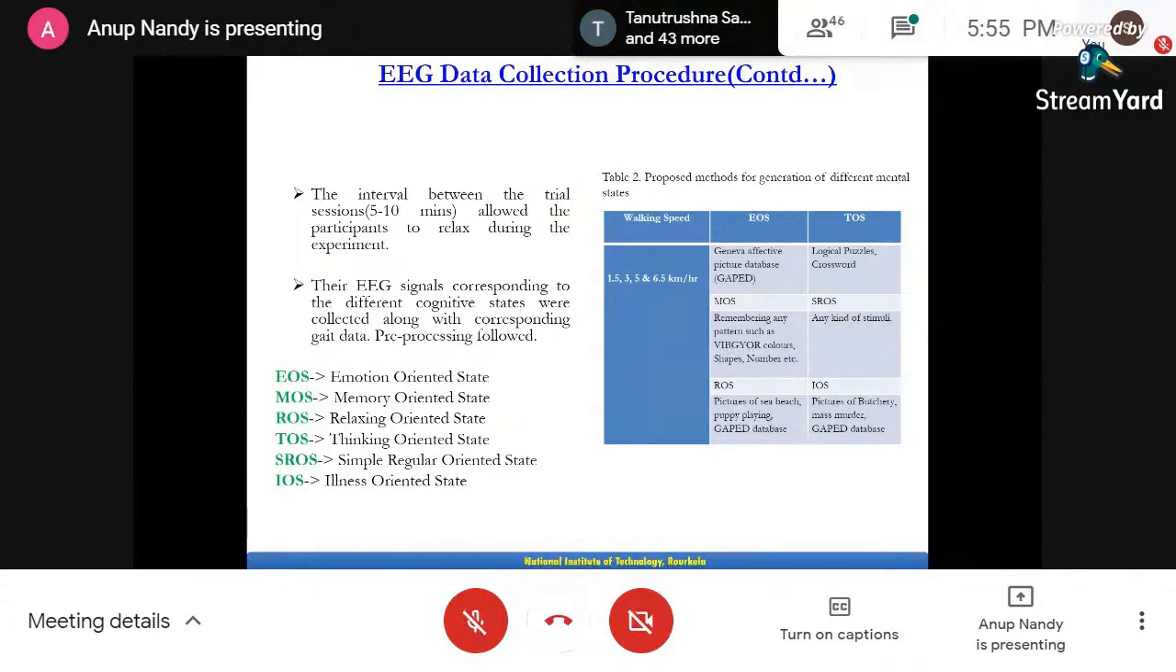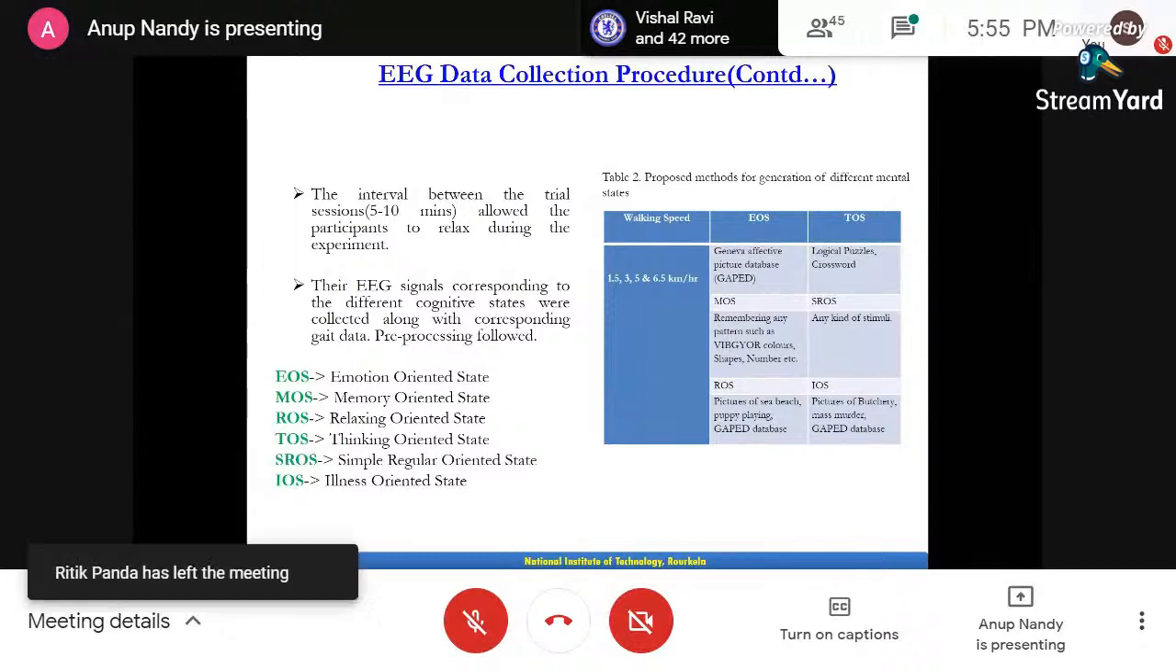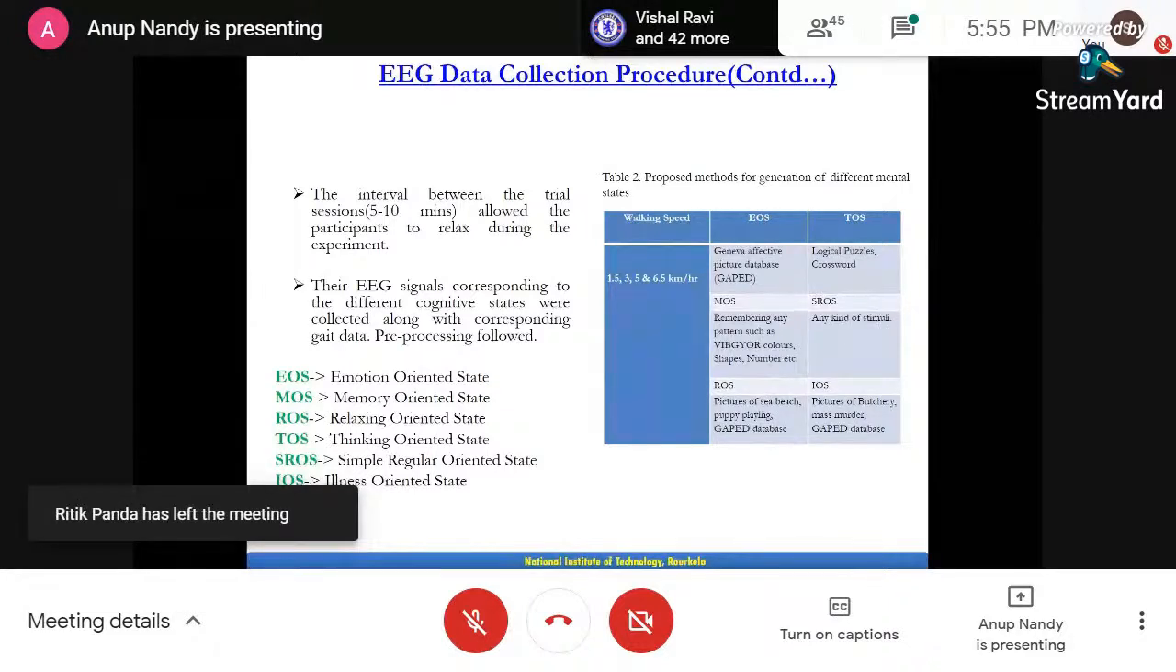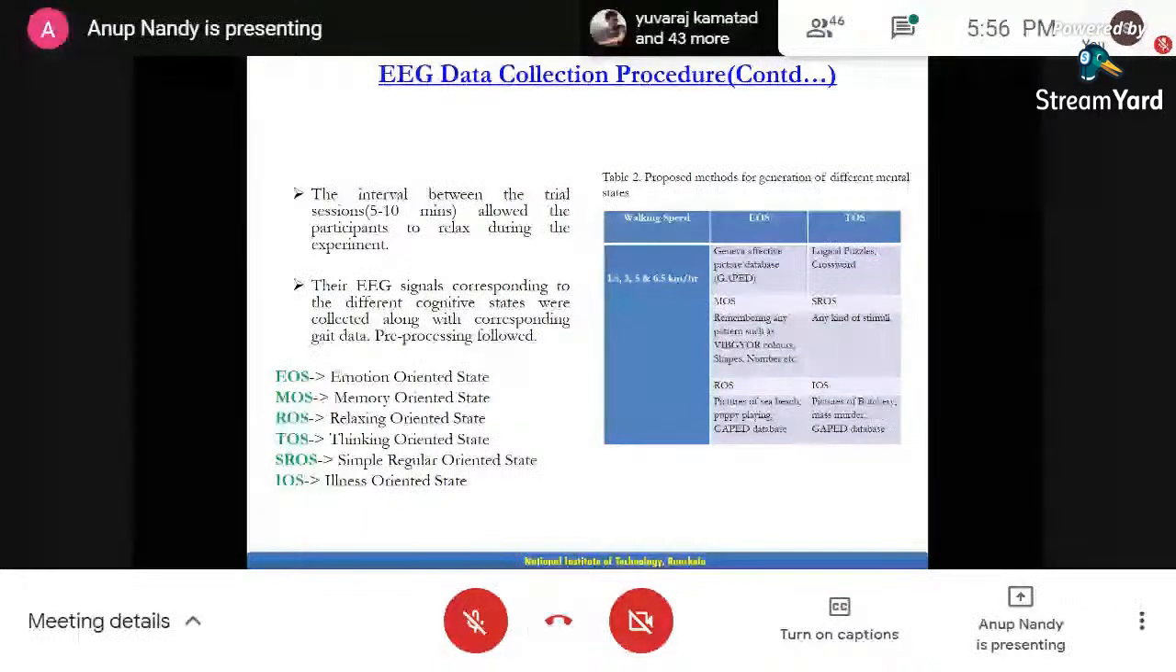Next is the memory oriented state. At that time they are remembering a pattern, such as visual colors, shapes, and numbers. That is called the memory oriented state. Then a relaxing oriented state: a picture of a sea beach, a puppy playing, and this database and so on. So that's the relaxing state. Then the thinking oriented state, where you are going to solve some logical puzzles.